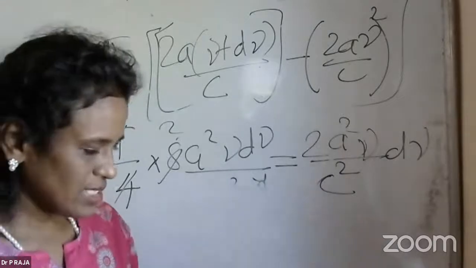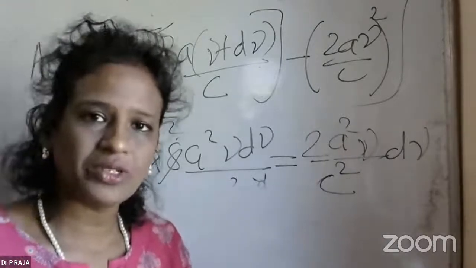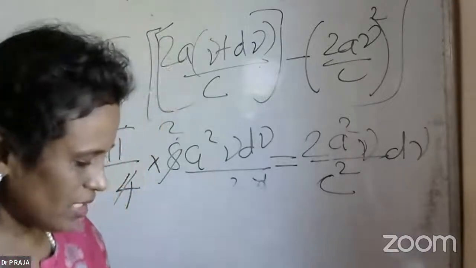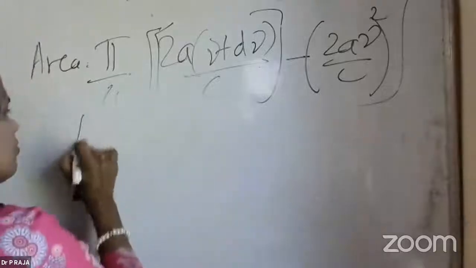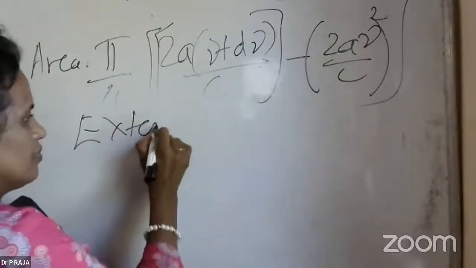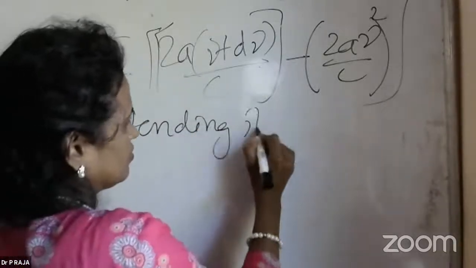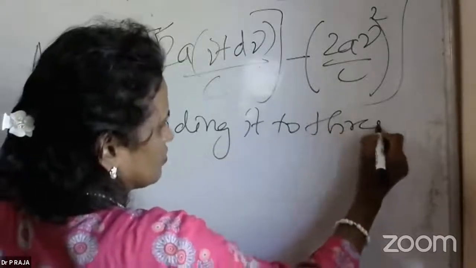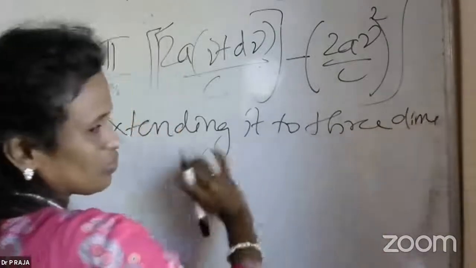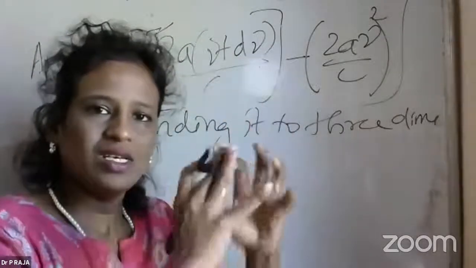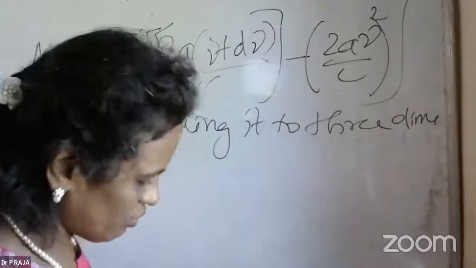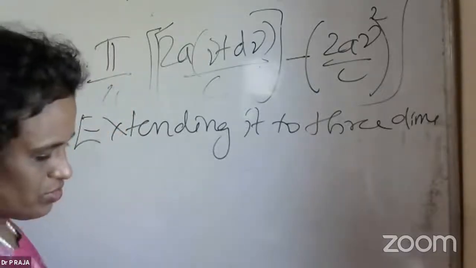Now extending this same thing into three dimensions, the number of modes of vibration. You cannot show it in the figure; you have to view it. It's like a sphere. The circle will become like a sphere. So it will become an extension into three dimensions.